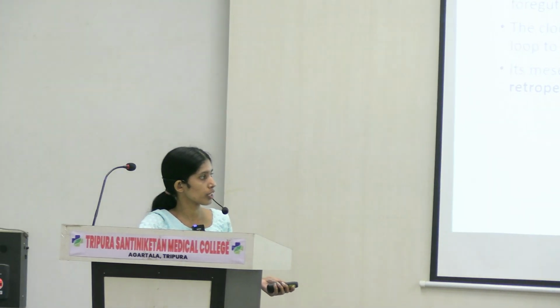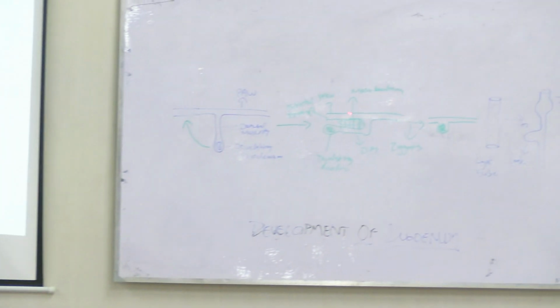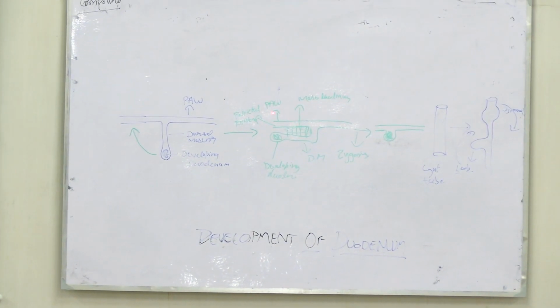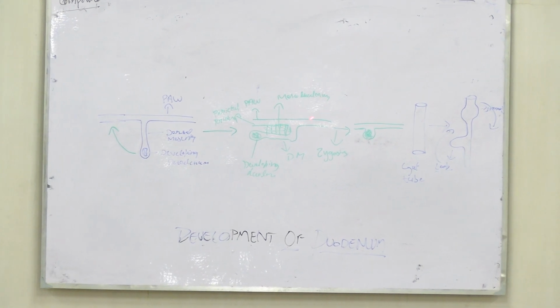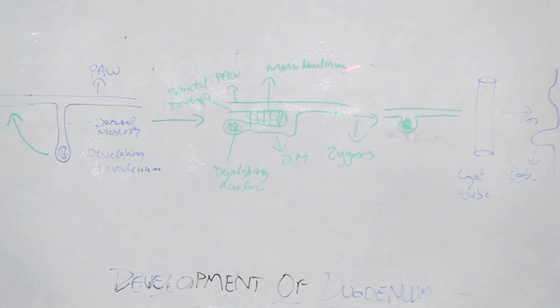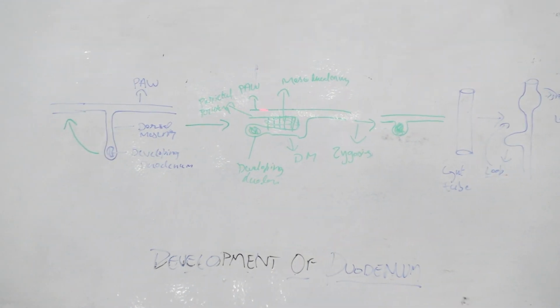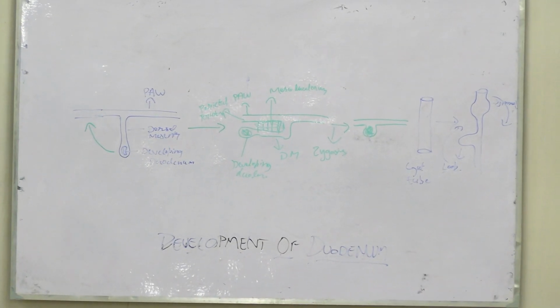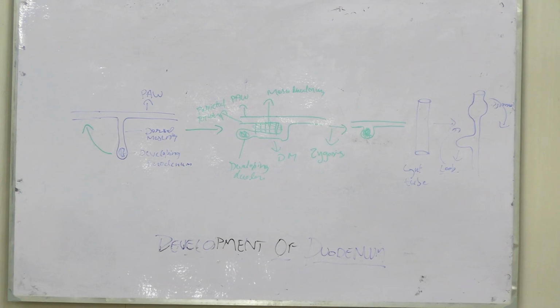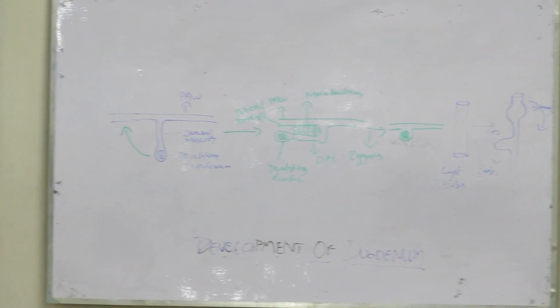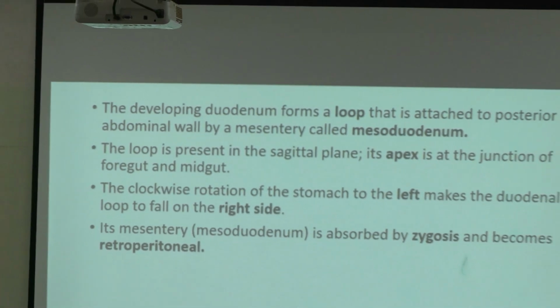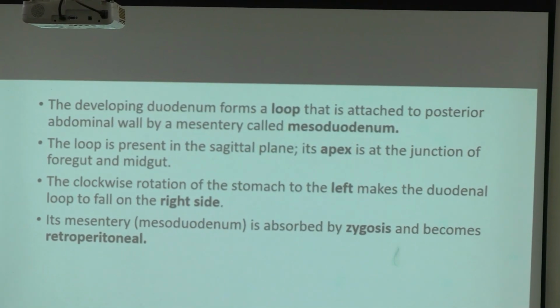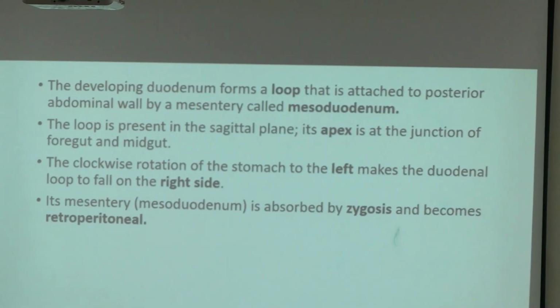So once the rotation happens, your developing duodenum will now get attached to your posterior abdominal wall through a mesentery called the mesoduodenum. And one more layer we have here is the parietal peritoneum. Okay. Now the process of zygosis takes place. Zygosis is nothing but the fusion of your parietal peritoneum and mesoduodenum. Later the fusion part will disappear.